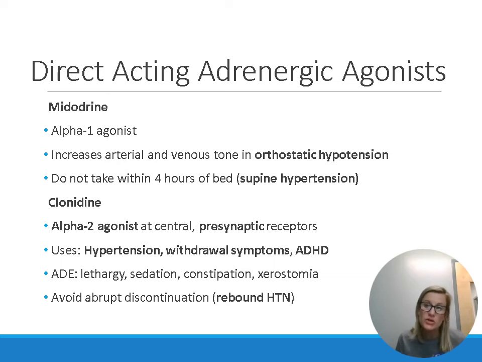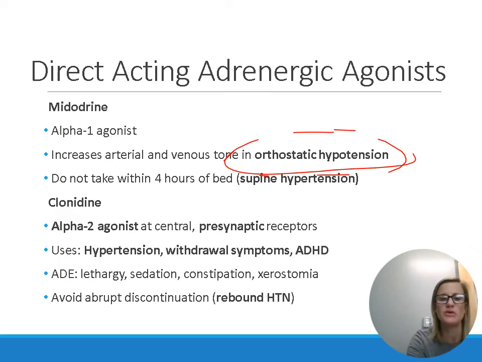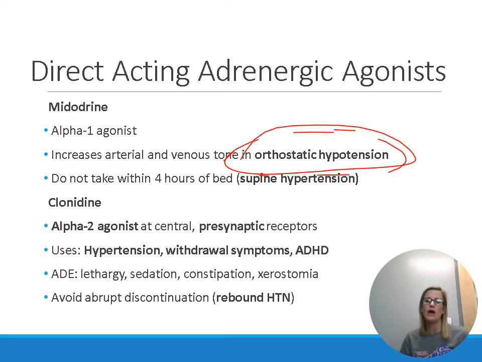Okay, midodrine. Midodrine is a prodrug. Prodrug, remember, means that when you give it, it's not active. It has to go through the liver first in order to be activated. It is an alpha-1 agonist that causes vasoconstriction in peripheral vessels, so increased arterial and venous tone. We use it in patients who are experiencing orthostatic hypotension.